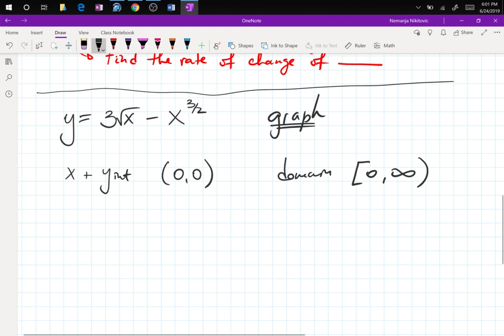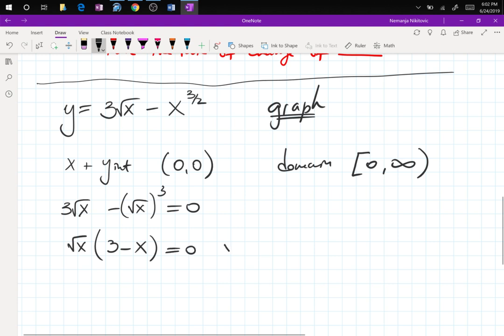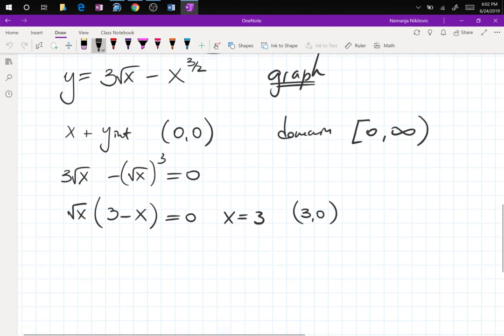But for the x-intercept when y is equal to 0, I think we also have a 3, so I have to compute it. There might be another x-intercept. So 3 root x minus root x cubed equals 0. When I factor out root x, I get 3 minus x equals 0, so x equals 3. So we do have another x-intercept. One is at (0, 0), one is at (3, 0), and then we also have (0, 0) for the y-intercept.